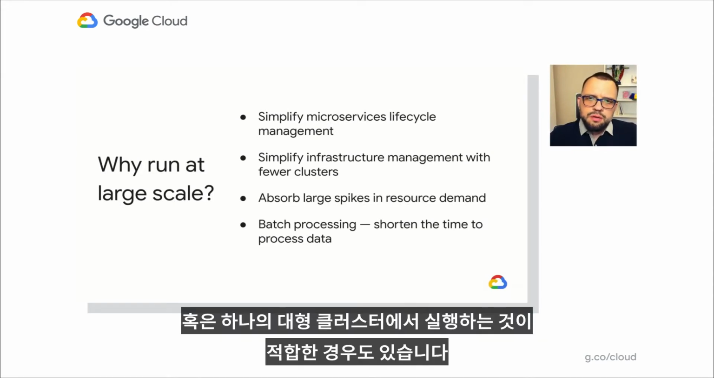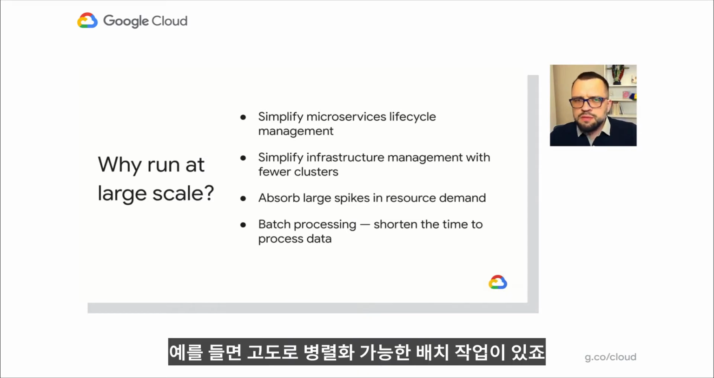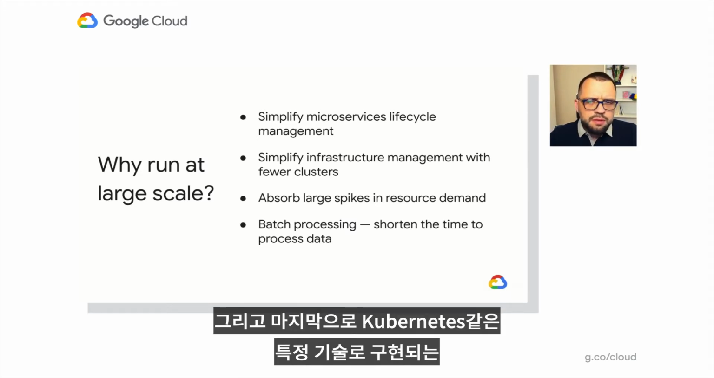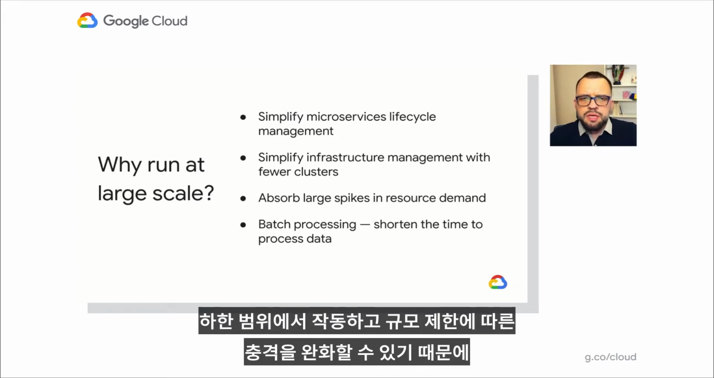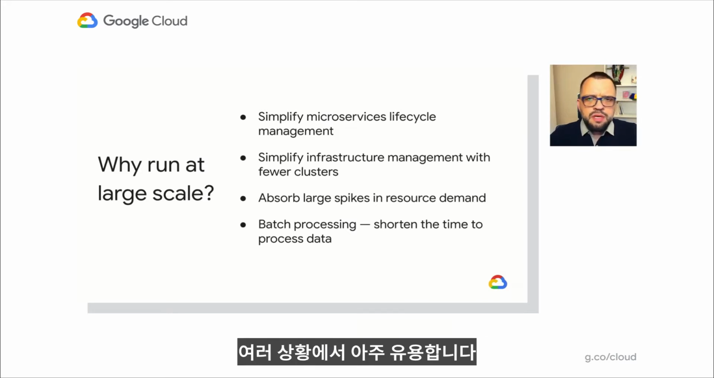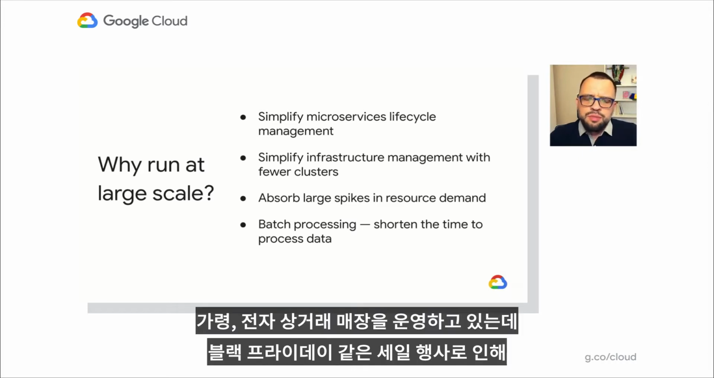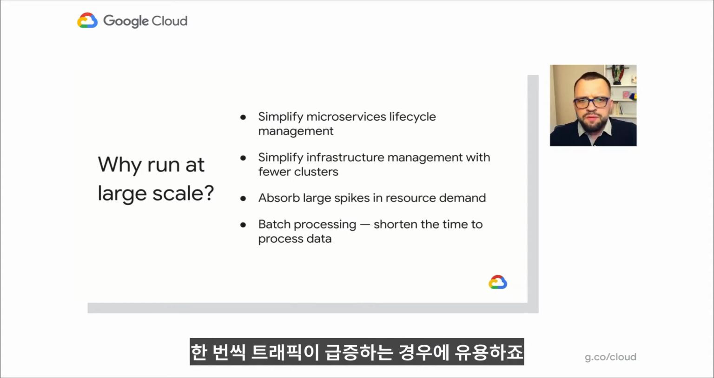There are also scenarios where simply running on a single very large cluster makes the most sense, for example, for highly parallelizable batch jobs. And last but not least, it's very useful in many cases to be able to operate in the lower bounds of what a particular technology can do, like Kubernetes, and have a buffer to the scale limits of it so that you can absorb large spikes. Like, for example, when you're running an e-commerce store, and from time to time you have very significant spikes coming from sales or events like Black Friday.